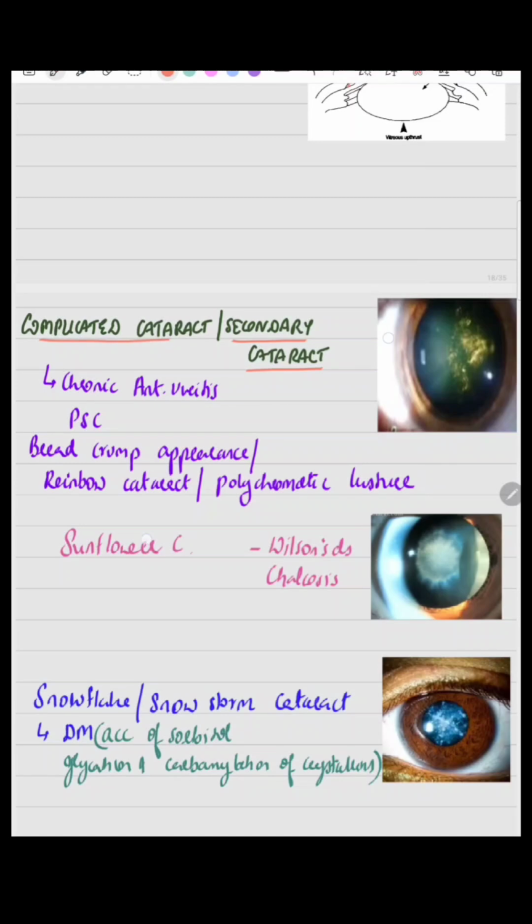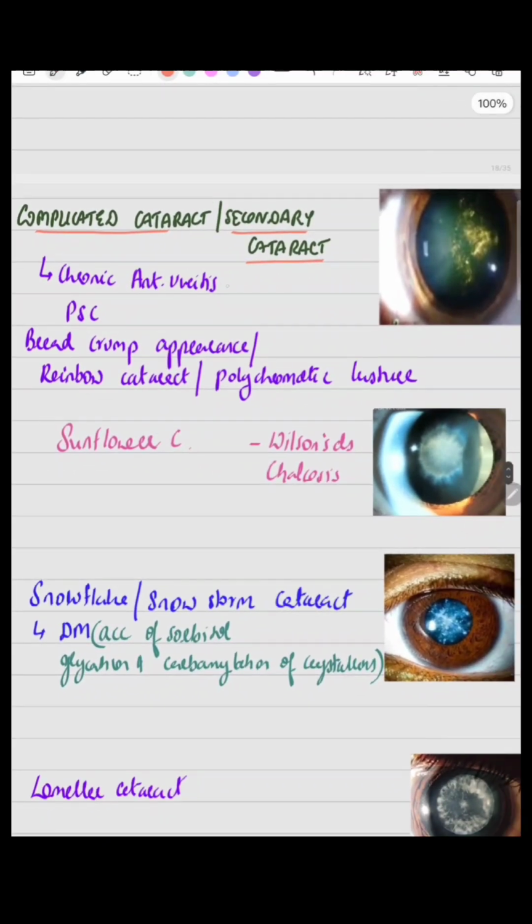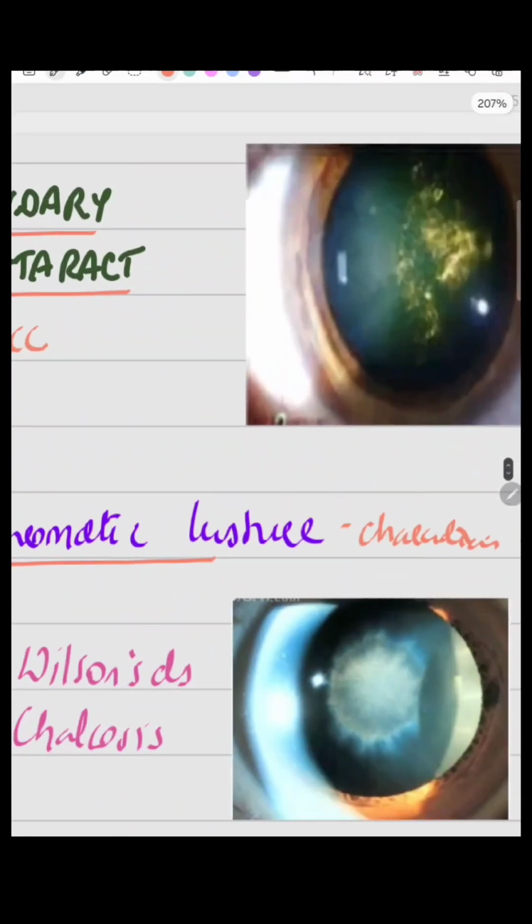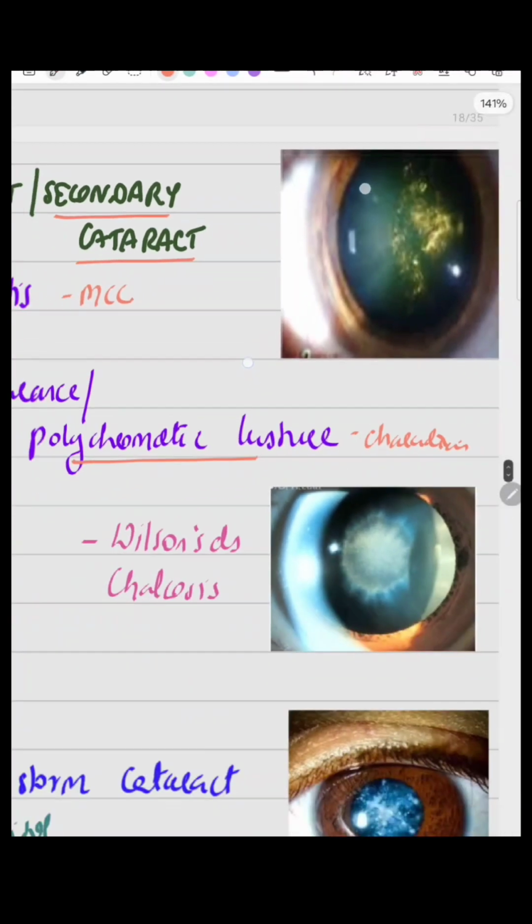Now coming to the next one, complicated cataract or secondary cataract. Chronic anterior uveitis is the most common cause of complicated cataract. Typically it starts as posterior subcapsular cataract. It has a characteristic breadcrumb appearance, or rainbow cataract, or polychromatic luster.